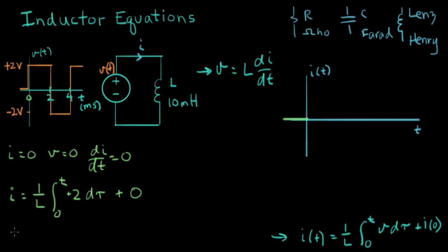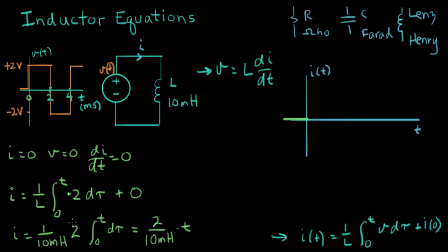Let's keep working on this. We can say that I equals 1 over 10 millihenries times, the 2 comes out of the integral, and now it's the integral from 0 to t of d tau. The 0 goes away. That equals 2 over 10 millihenries times what? What's this integral evaluate to? It evaluates to t. Integral of d tau between 0 and t is t minus 0, or just plain t.